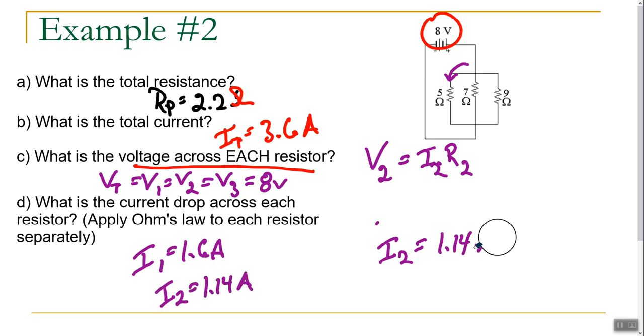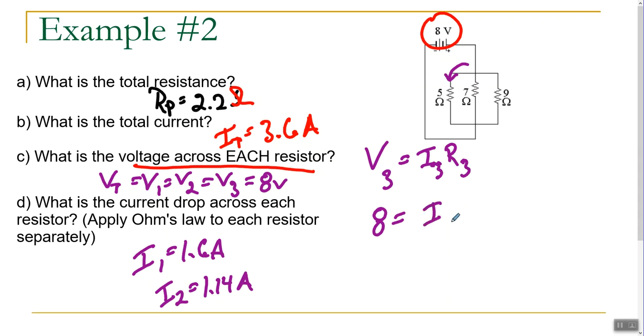Last one, but surely not least, is what is the current through that third resistor? And that's going to be 8 equals I3 times 9. So the current going through the third resistor is going to be 8 divided by 9, which is going to be, there we go, 0.89 amps.